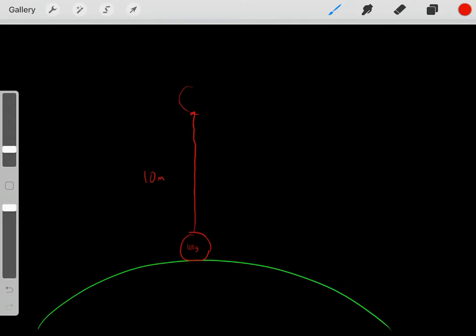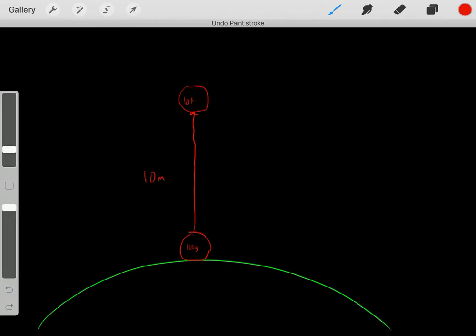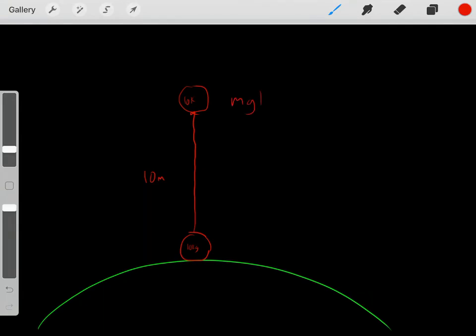so now the ball is up here, we know that due to its location, it has gained some gravitational potential energy. However, how much gravitational potential energy has it gained if we moved it 10 meters up in the sky? Well, we can solve for that gain in gravitational potential energy using this equation: mass times gravity times height.